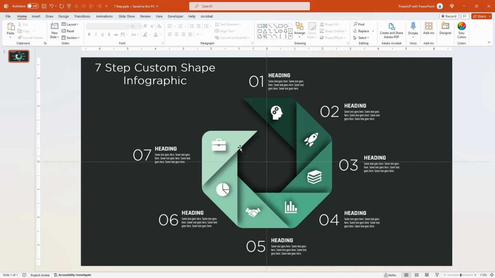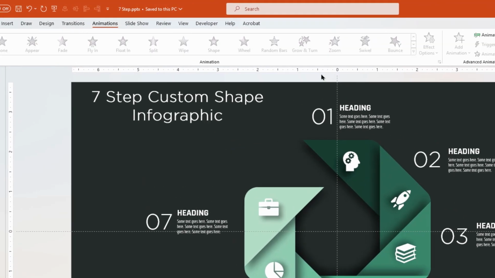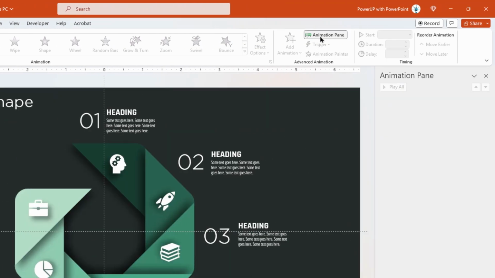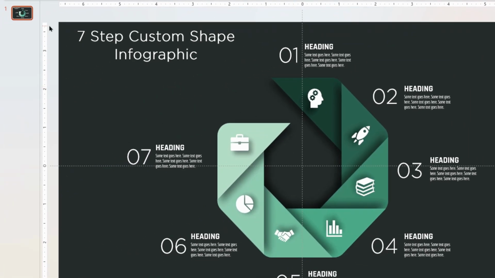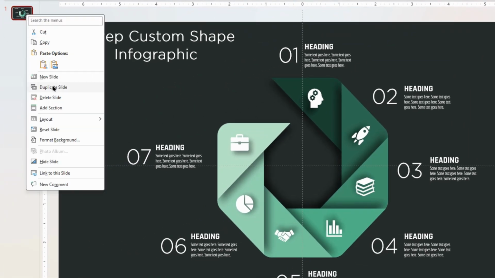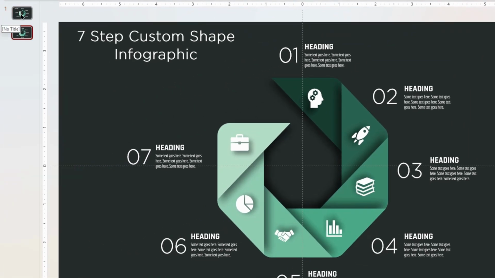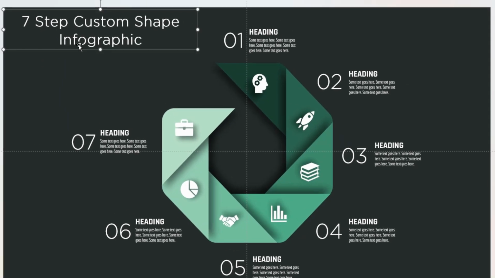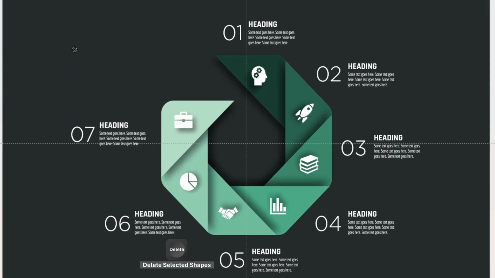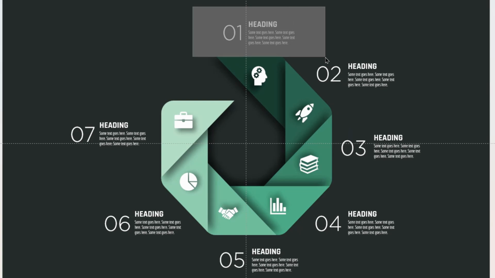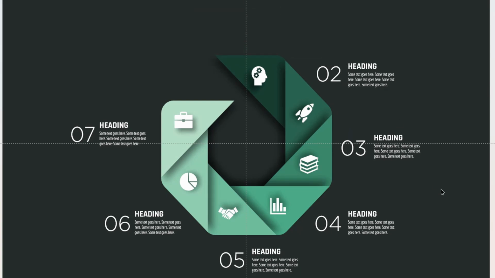As usual, let's first go to Animation tab and then enable the animation pane. To start with, let's duplicate first slide. And then let's go back to first slide and delete the heading text. Also select each of the title text fields and then delete them.